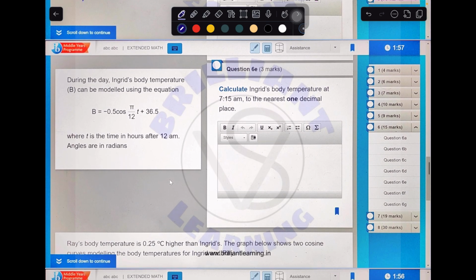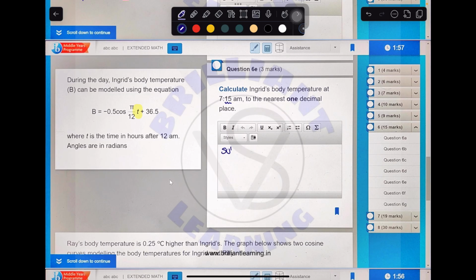On to question 6e. Calculate Ingrid's body temperature at 7:15 a.m. to the nearest 1 decimal place. All we've got to do here is substitute our time in. However, what we need to realize is that the time that is substituted into the equation for t is the time in hours after 12 a.m. So I can't put 7.15 into this, it wouldn't be correct. I have to recognize that 15 minutes of an hour is a quarter.